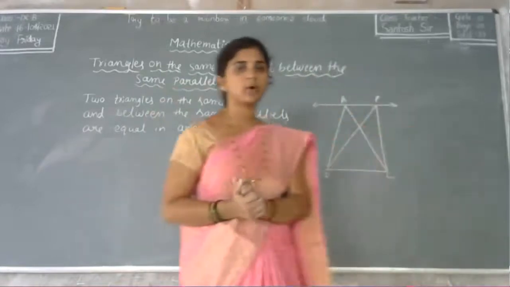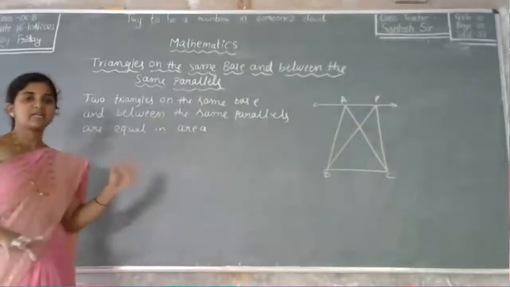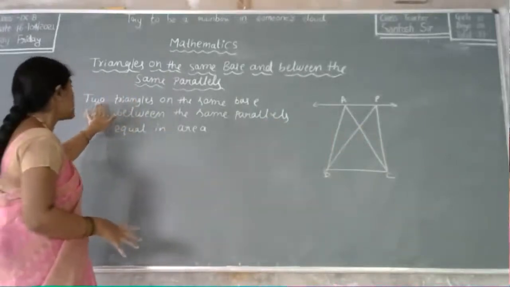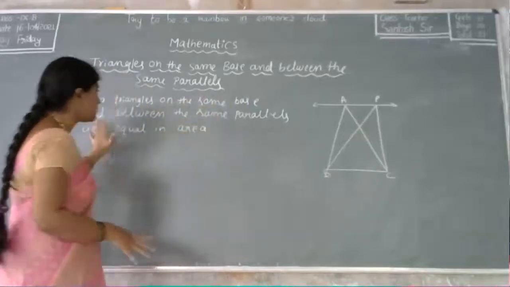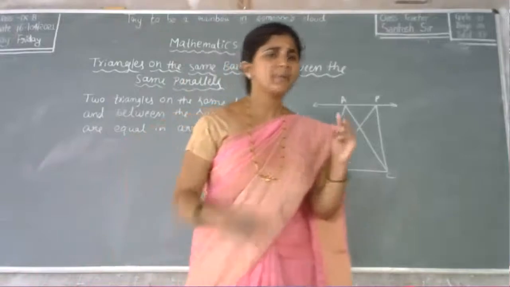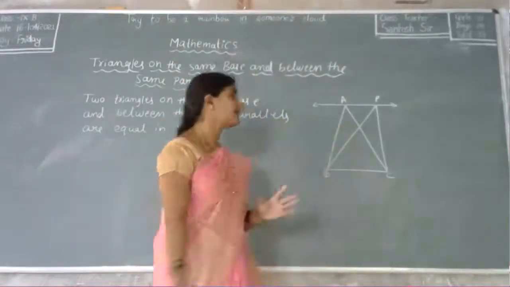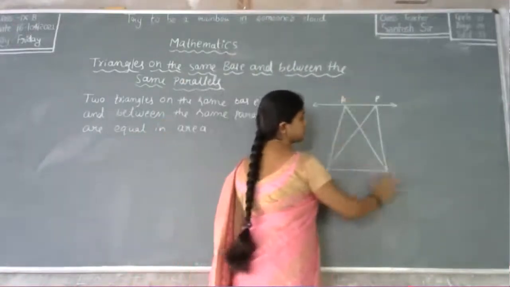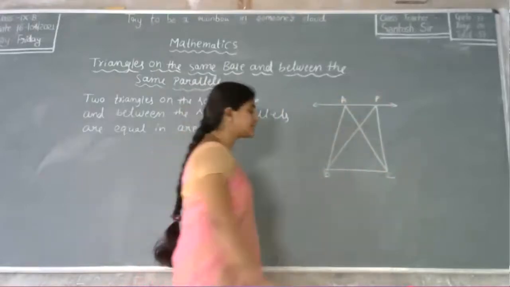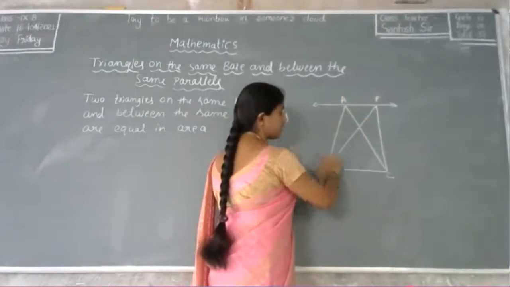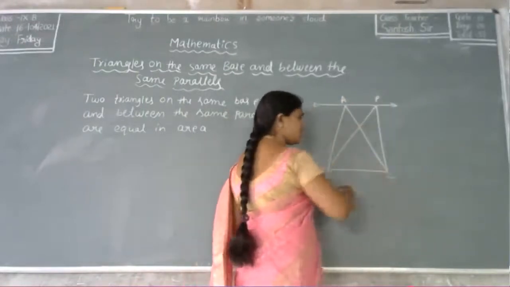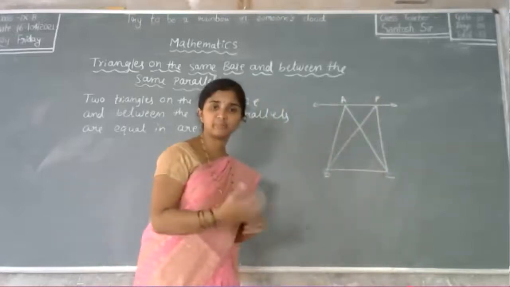We all know the property when two triangles stand on the same base and between the same parallels. Two triangles on the same base and between the same parallels are equal in area. Practically, you can easily verify that for two triangles ABC and PBC on the same base between the same parallels, the area of this triangle is half into base into height, and the area of the other triangle is also the same formula, half into base into height.